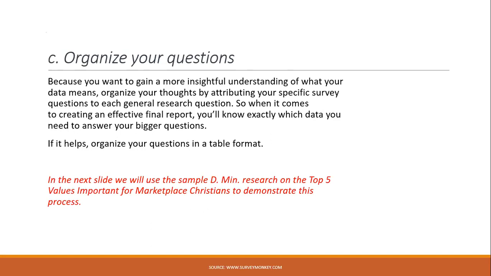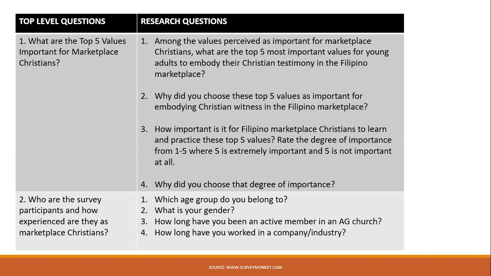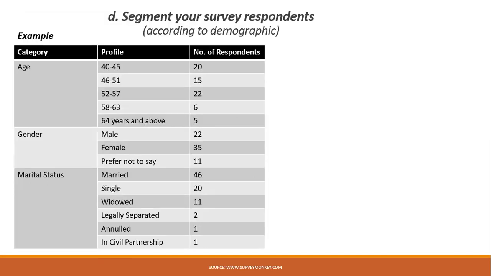Earlier, I used the example of the top 5 values important for marketplace Christians, right? So imagine now I have received my survey results. How do I organize my questions? This is the organization of the questions. I showed this to you earlier. Now, how do I interpret that?